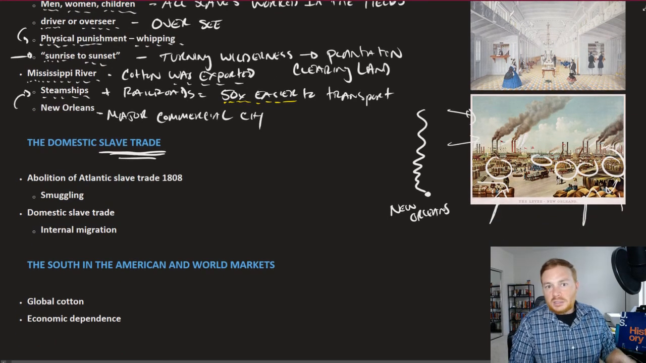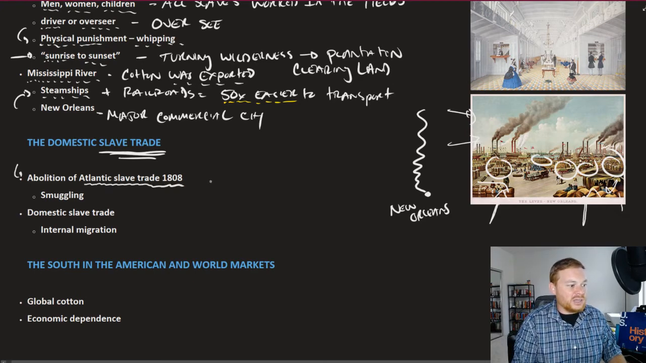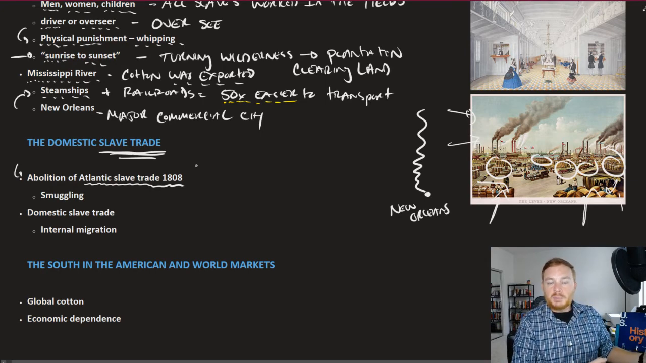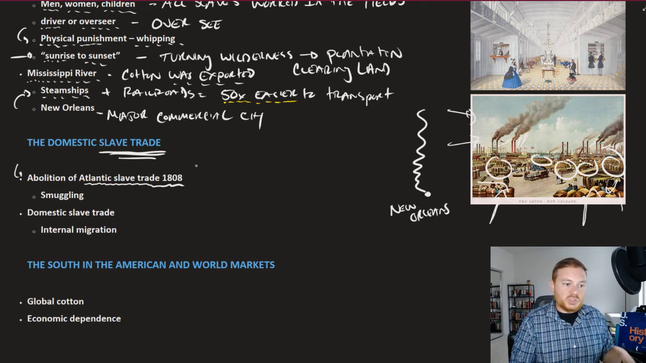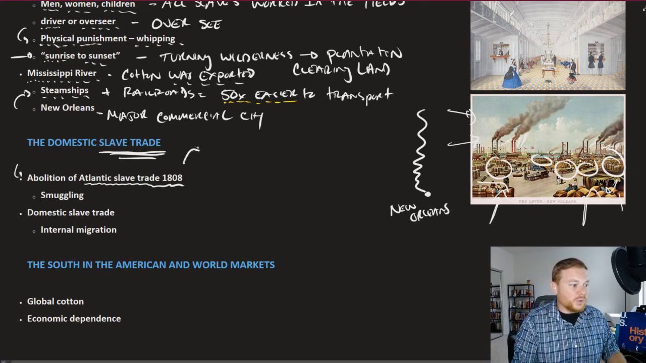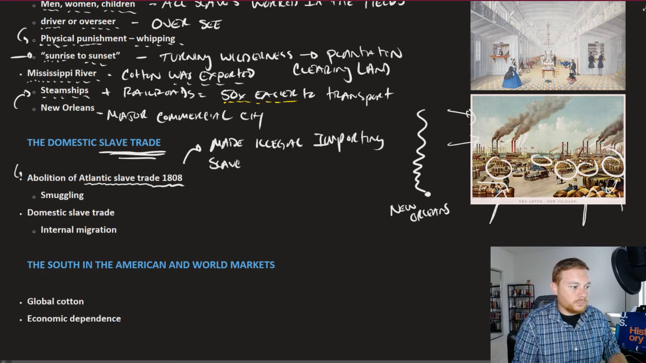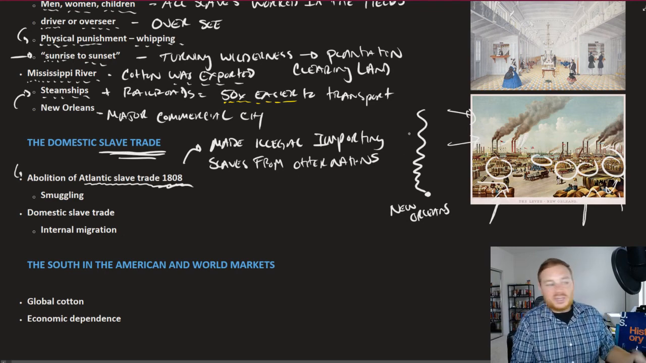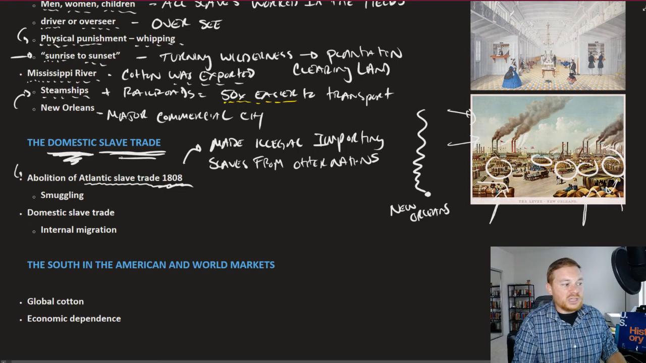Now, one thing that the United States did at the Constitutional Convention was to abolish the Atlantic slave trade in 1808. This was part of the Three-Fifths Compromise between the Northern states and the Southern states. This was done by the insistence of the Northern states. And what this did was that it made illegal importing slaves from other nations, right? So it was illegal after 1808 to purchase slaves from other nations. However, you could still buy and sell slaves from within the United States. And so the domestic slave trade was the buying and selling between the states within the United States.